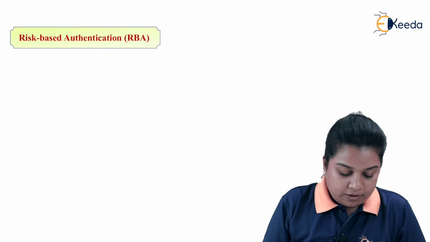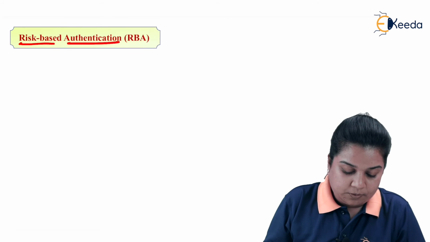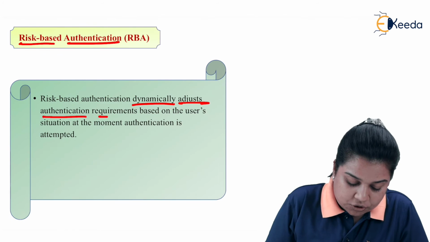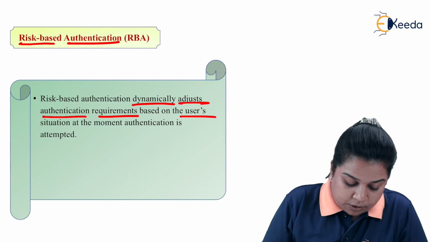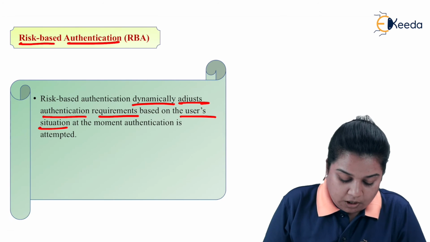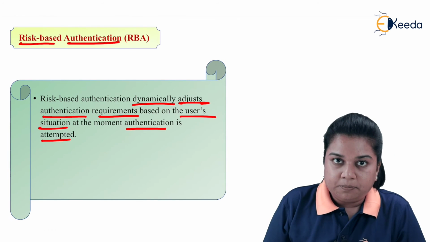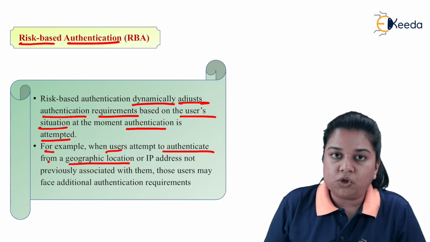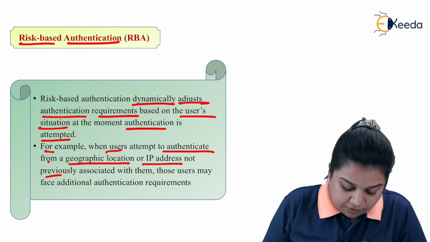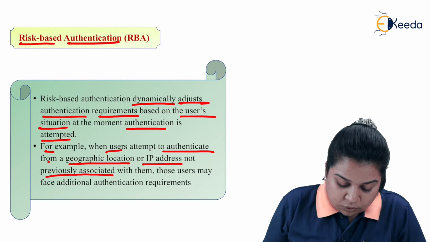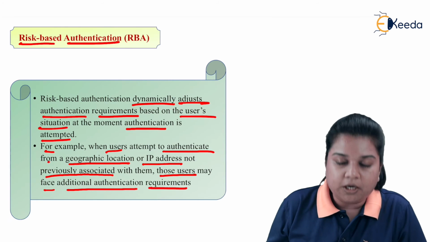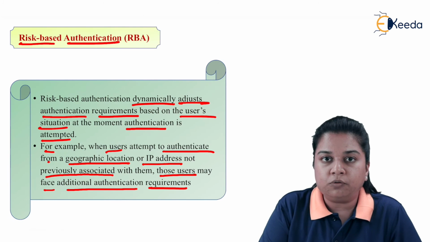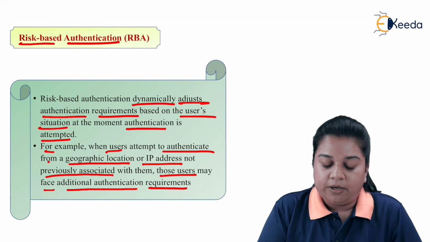Then another attribute here is risk-based authentication. In risk-based authentication, authentication requirements are dynamically adjusted based on the user's situation at the moment authentication is attempted. For example, when users attempt to authenticate from a geographic location or IP address not previously associated with them, those users may face additional authentication requirements. That means they have to provide some evidence or verification for that authentication requirement.